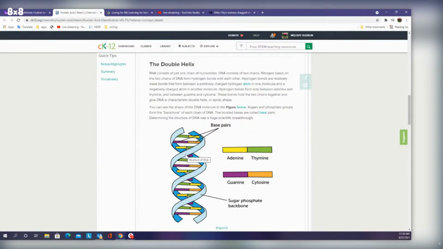This is a review, and they form hydrogen bonds, and the hydrogen bonds are weak. They form between a positively charged hydrogen atom in one molecule and a negatively charged atom in another molecule. So if one is positive and the other is negative, what happens? What would you think happens?